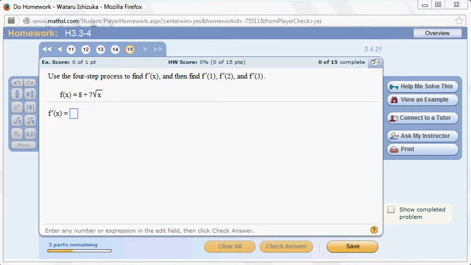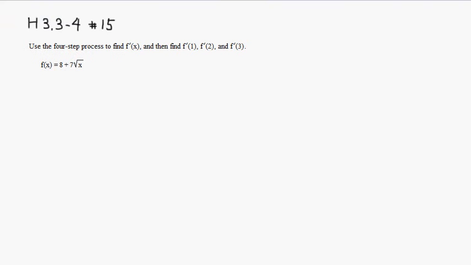Okay, let's look at the homework 3.3, problem number 15. Alright, so again, we're going to use the four-step process to find the derivative of this function, f of x equals 8 plus 7 square root of x. Alright, so let's do that.